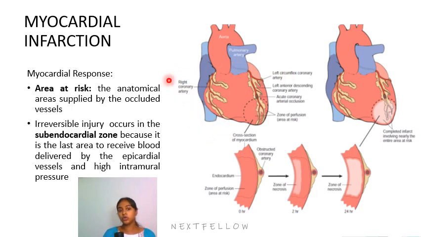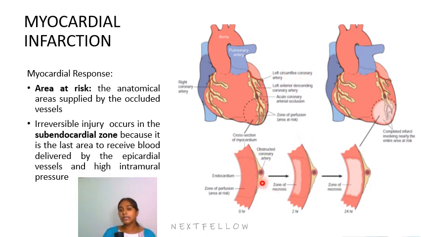So here you should know, in MI, the area at risk. Area at risk is nothing but the anatomical area supplied by the occluded vessel. The most commonly occluded vessel will be the left anterior descending coronary artery, followed by the right coronary artery, then followed by the left circumflex coronary artery.